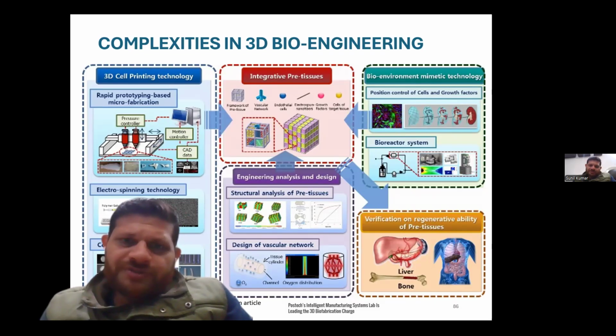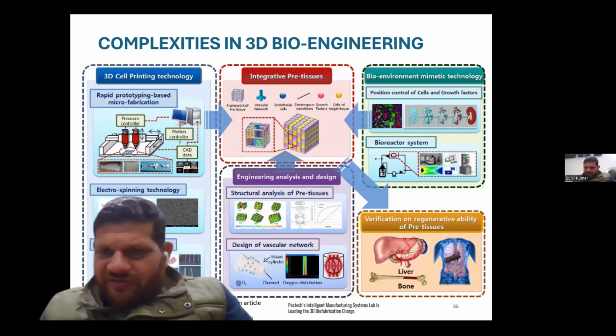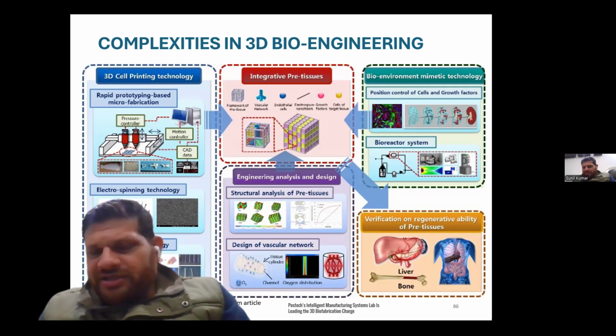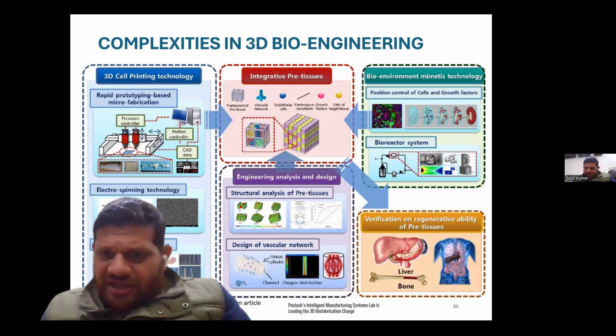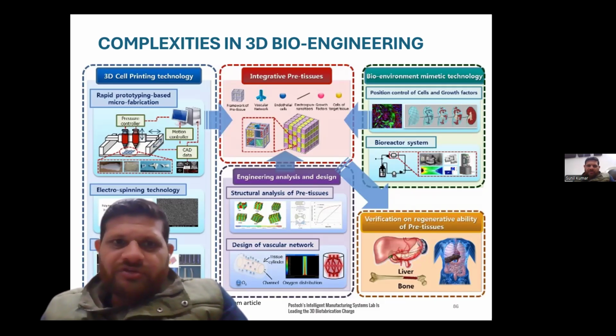Then integrative pre-tissues: how to integrate those tissues, and that tissue should be compatible with the body. Its analysis is done, its structural analysis is done, its design of vascular network is studied. Then bioenvironmental metric technology is used to create a cell for one particular body organ, and it should take the shape of that organ. For example, if we are printing the kidney, it should take the proper shape of that kidney. Then bioreactor systems are again very complex. Then verification of regenerative ability of pre-tissues, whether it is liver or bone or any other part of the body.